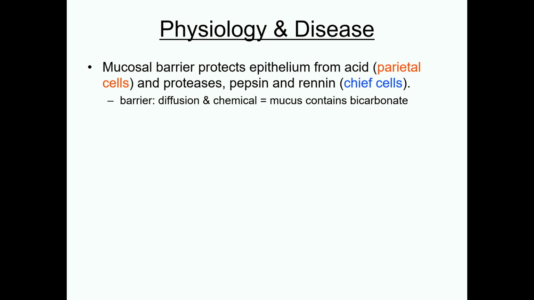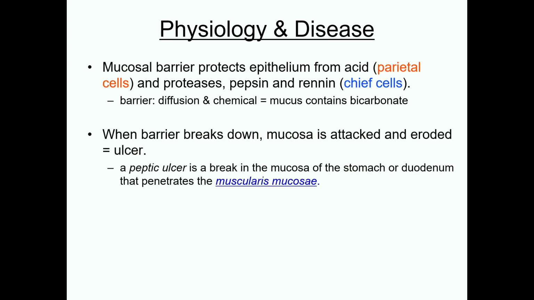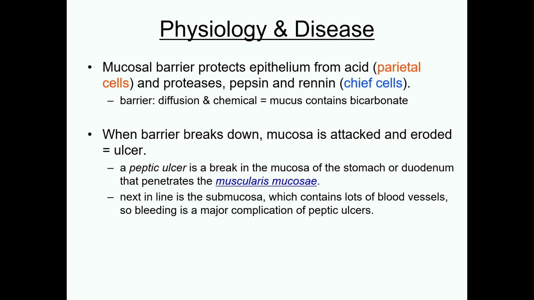As discussed earlier, the mucosal barrier protects the epithelium from damage, and this barrier is physical and chemical. However, that barrier can break down and the mucosa can be attacked and damaged, resulting in an ulcer. By definition, a peptic ulcer occurs when there is a break in the mucosa of the stomach that penetrates through the muscularis mucosa. In other words, the break has to reach the submucosa. Once the submucosa is reached, since it contains larger blood vessels, ulcers can now have bleeding complications.